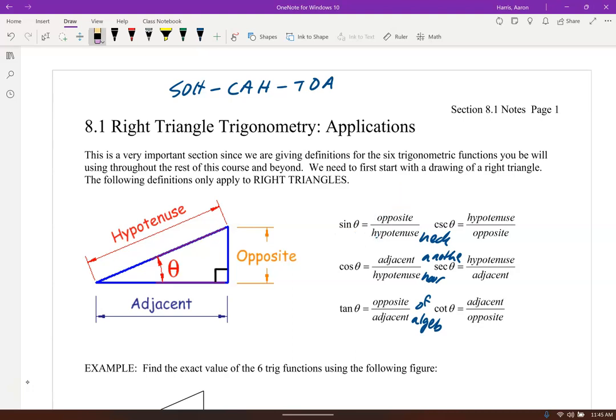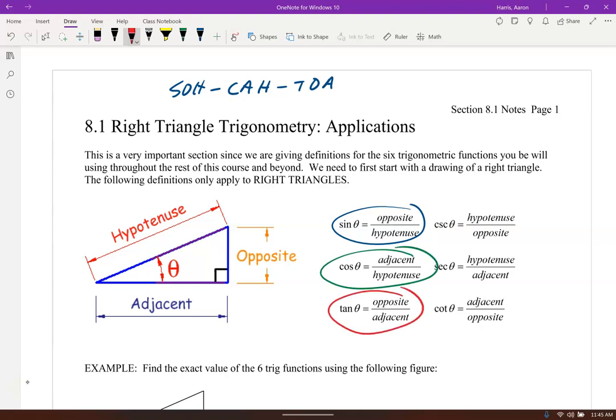But anyways, sine is the opposite side over the hypotenuse. Cosine is adjacent over hypotenuse. Tangent's opposite over adjacent. And of course, they have reciprocals, right? Cosecant flips the sine over. Secant flips the cosine over, and cotangent flips the tangent over, right?